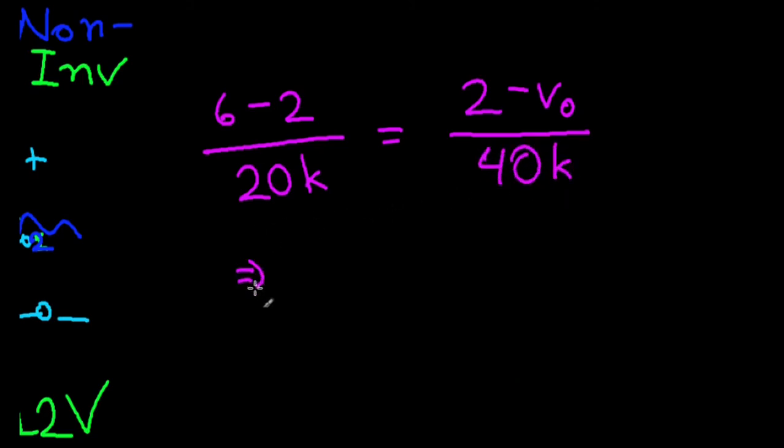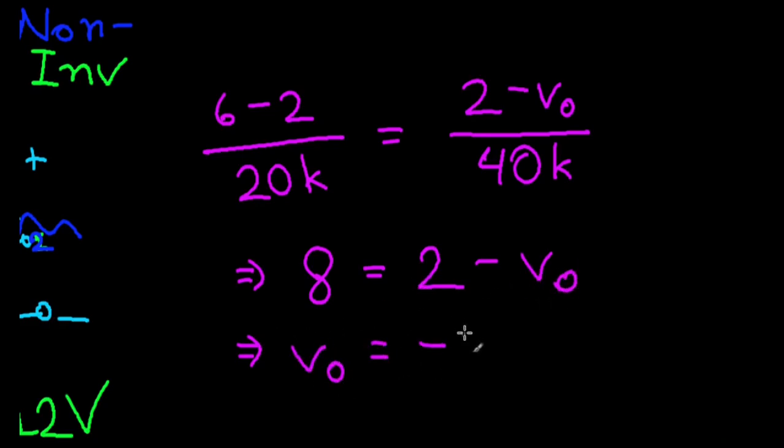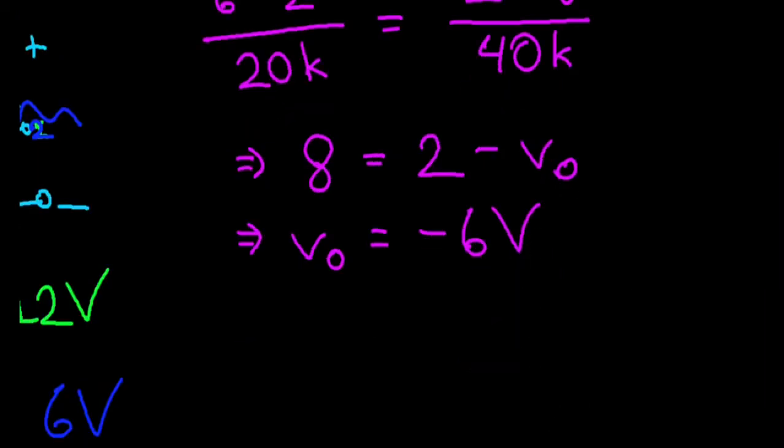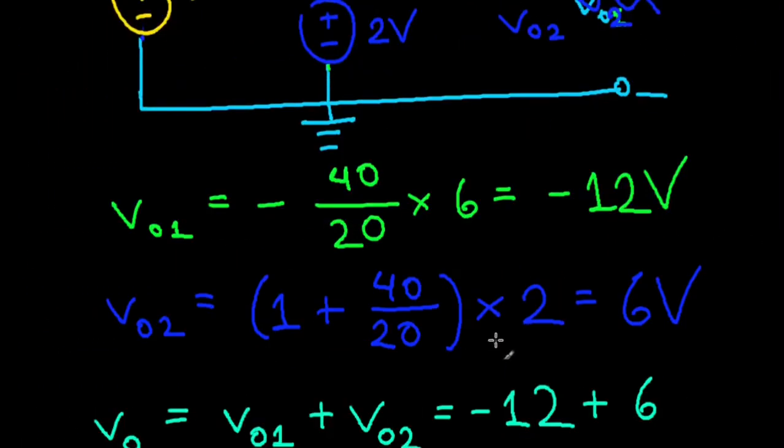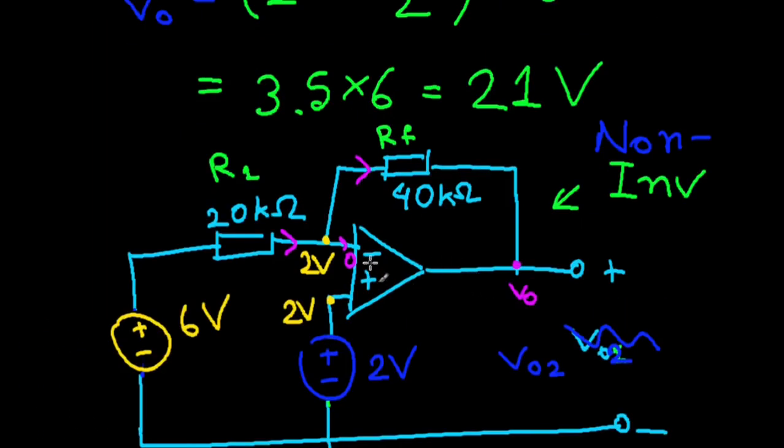All right, so if we multiply by 40K on both sides, this is 4, and 4 into 2, that's 8. So 8 equals 2 minus V output, or V output equals 2 minus 8, or minus 6 volts. So this is actually the easiest way to do it, I'll have to admit. But the purpose of me going this way is just to show you that you can apply superposition on your ideal op amps, or your op amps in general, actually.